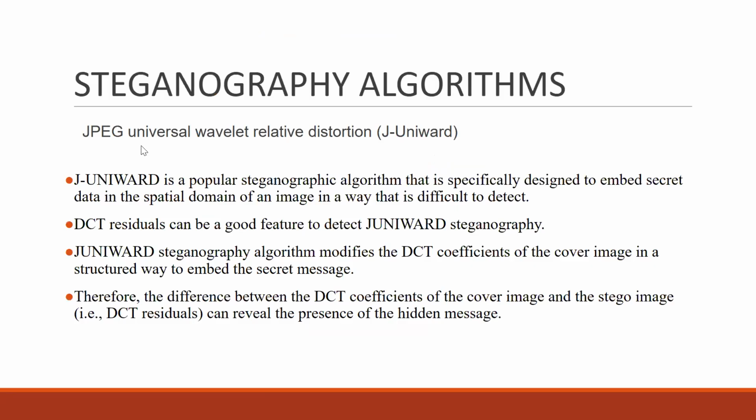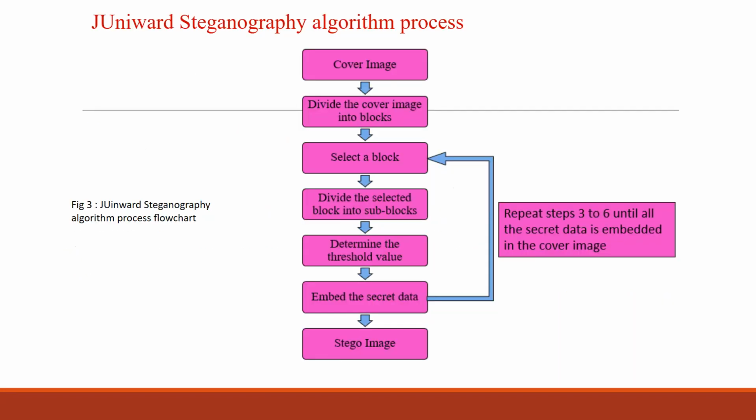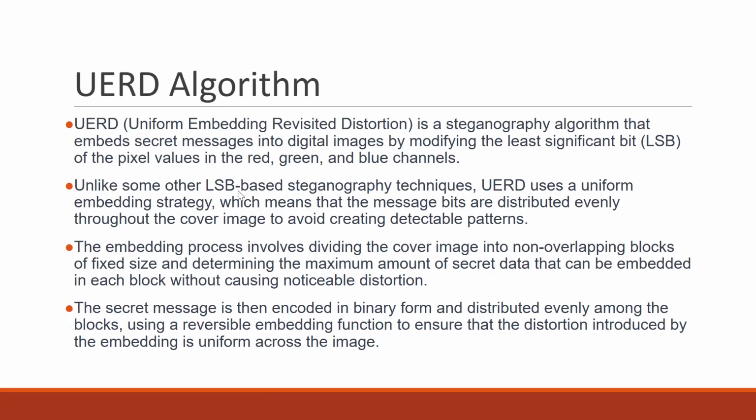Yeah. DCT residuals can be a very good feature to detect J-UNIWARD steganography, where the J-UNIWARD algorithm modifies the DCT coefficients of the cover image in a structured way to embed the secret image. Therefore, the difference between the DCT coefficients of the cover image and the stego image can reveal the presence of hidden information, hidden messages. So next is the UERD algorithm.